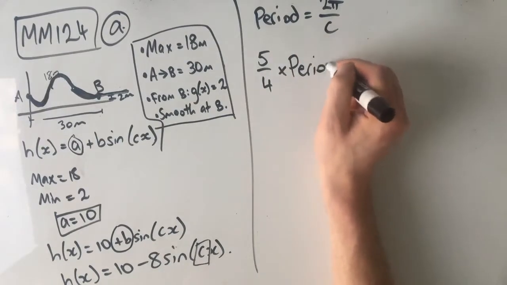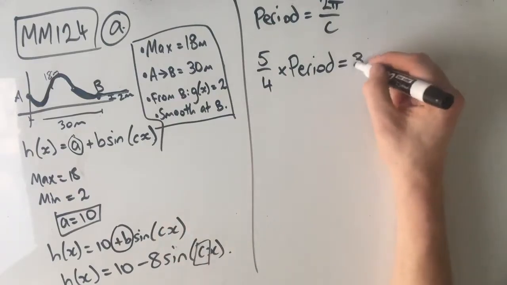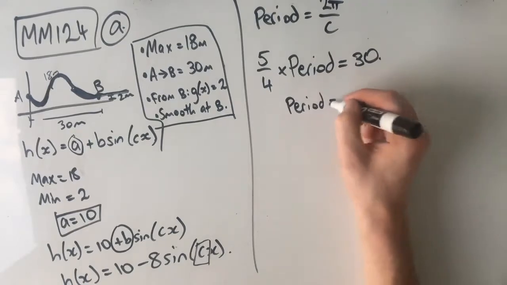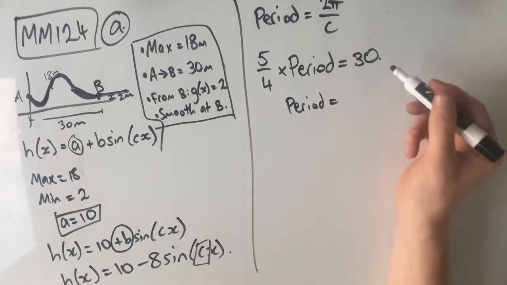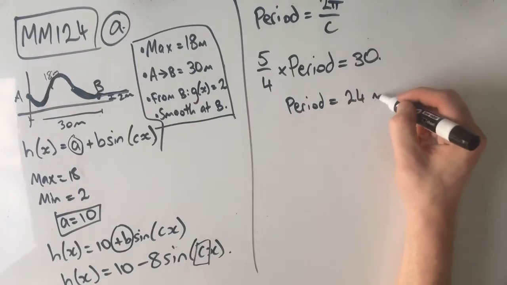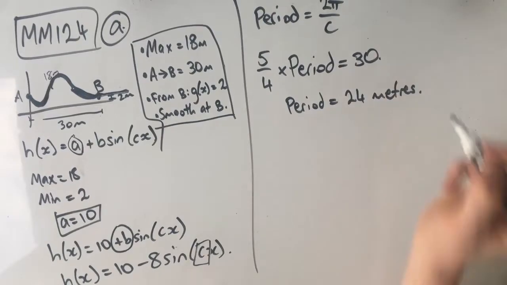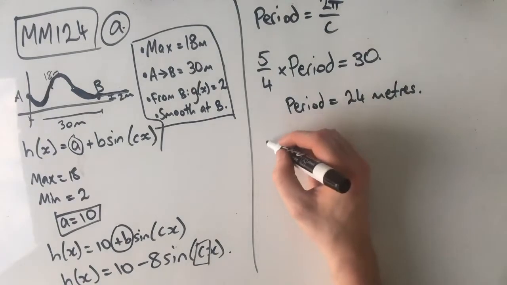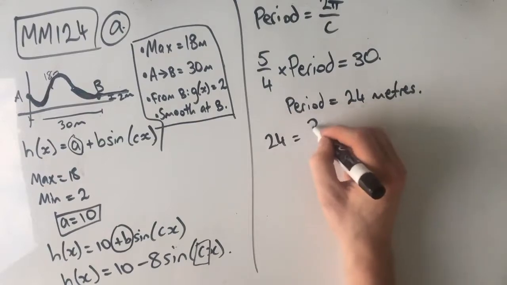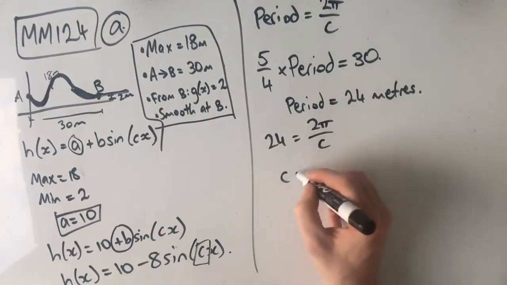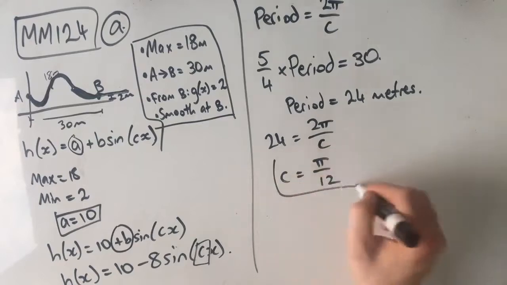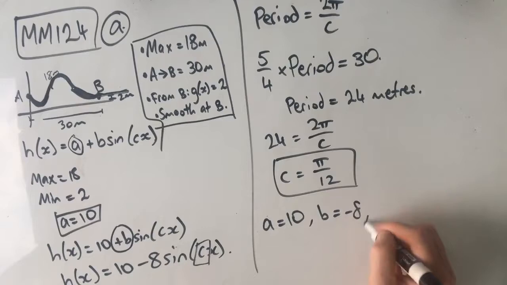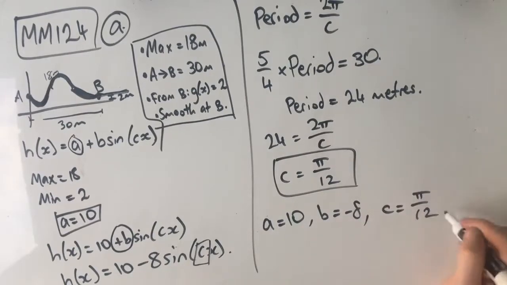So 5/4 times our period is equal to 30, which means that our period is equal to 30 divided by 5 on 4, which is 24 meters. But we're not done yet because we actually need to find the value of c, which means that our period, 24, is equal to 2 pi over c. So c is equal to pi on 12. So a equals 10, b equals -8, c equals pi on 12.